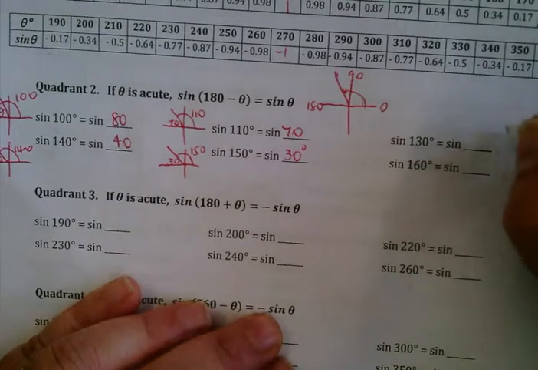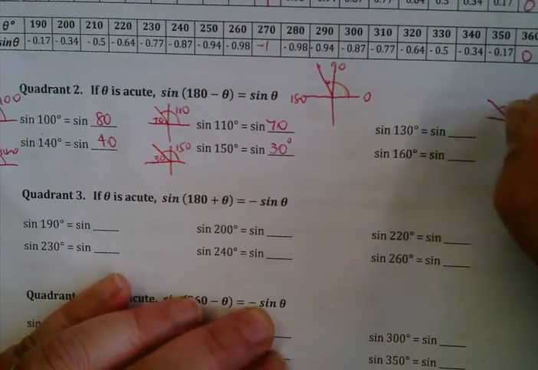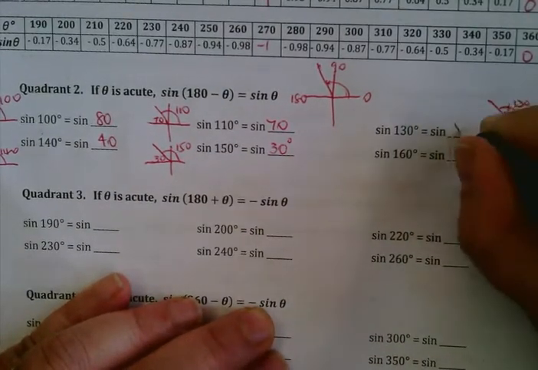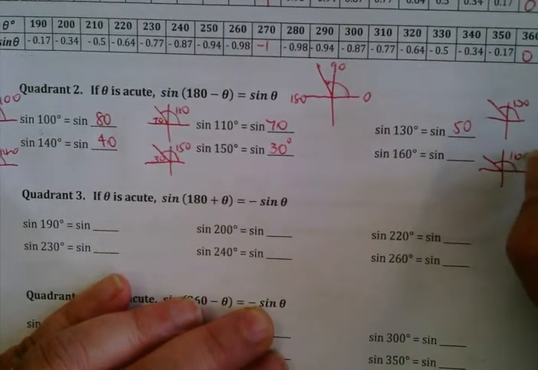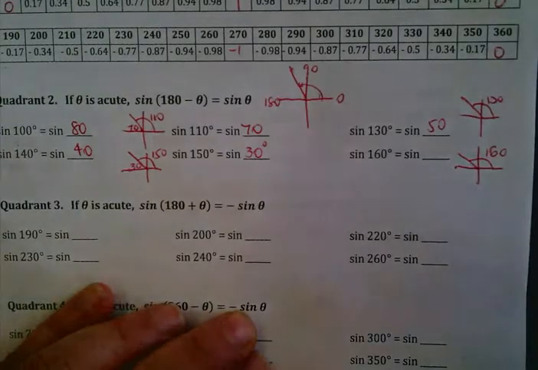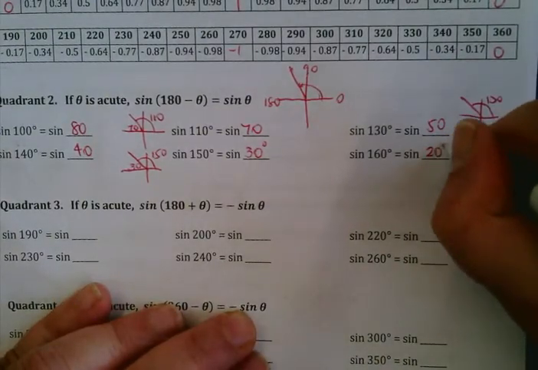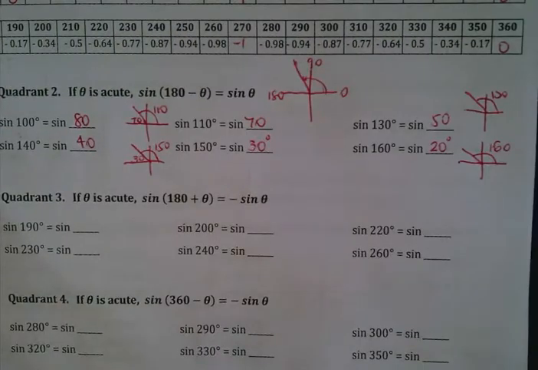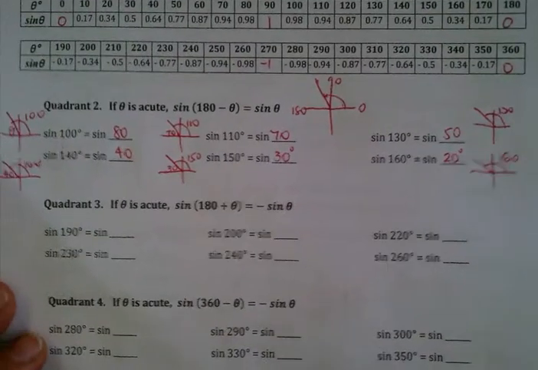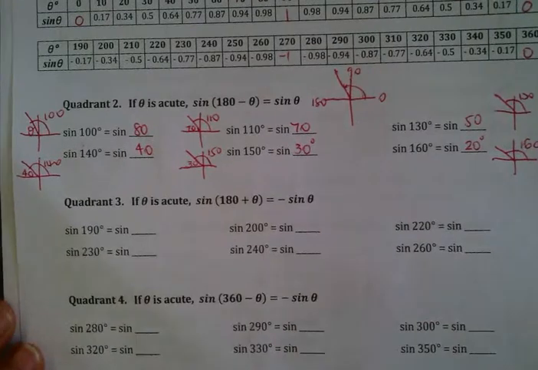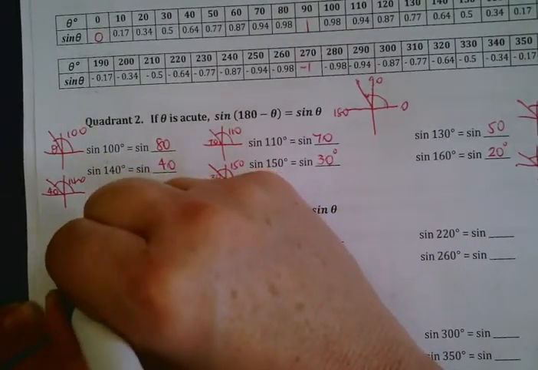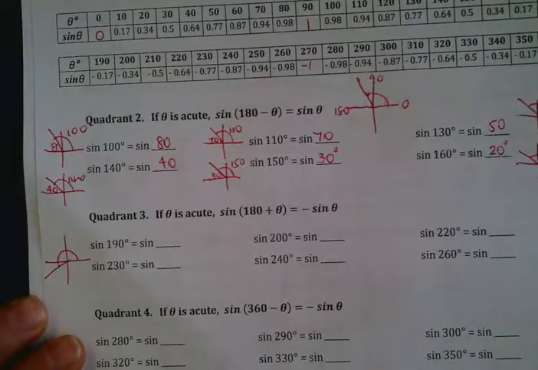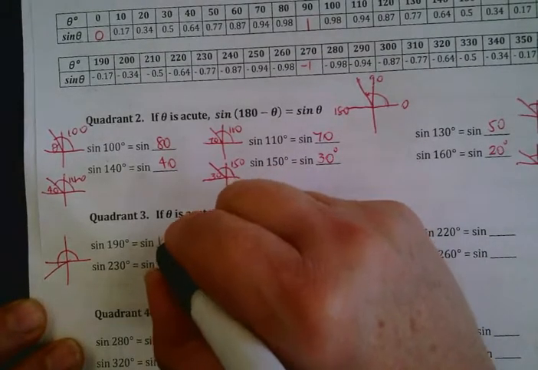Sine of 130, do you know what it would be? If that's 130, this would be 50. And sine of 160, just draw a couple of them like that. And what would be the related acute angle? 20. Okay, so that's quadrant 2. Sine is positive in quadrants 1 and 2, meaning it's positive from 0 to 180. Now, quadrant 3, 190 is 180 and how much more? 10 more. So it's the same as sine 10.